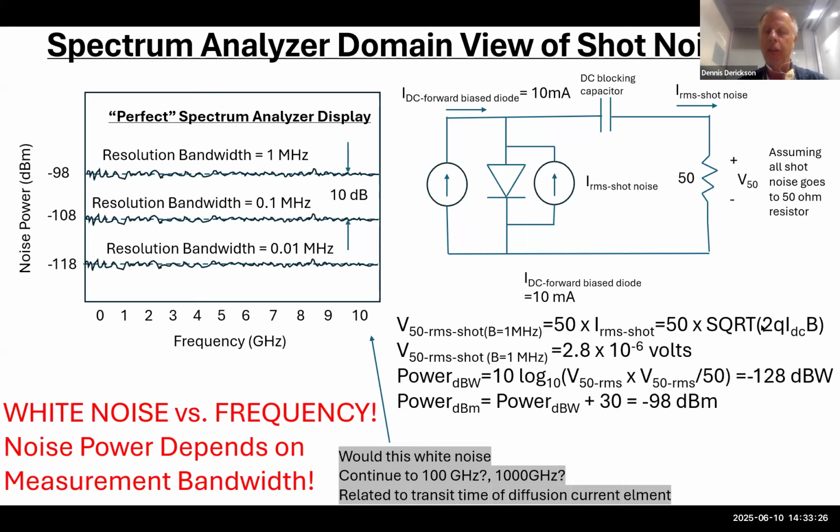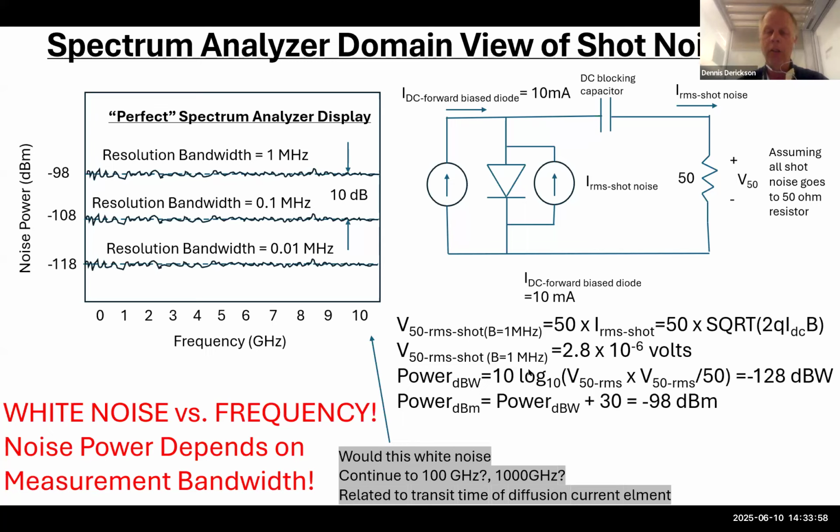And the current's going to be the square root of 2 times Q times IDC, which in this case is 10 milliamps, times the bandwidth. And we'll let the bandwidth be a variable. We'll make it a 1 megahertz variable. So if we put 1 megahertz into the shot noise equation, and multiply by 50, we're going to get 2.8 microvolts of voltage across this 50 ohm resistor from shot noise of this diode right here.